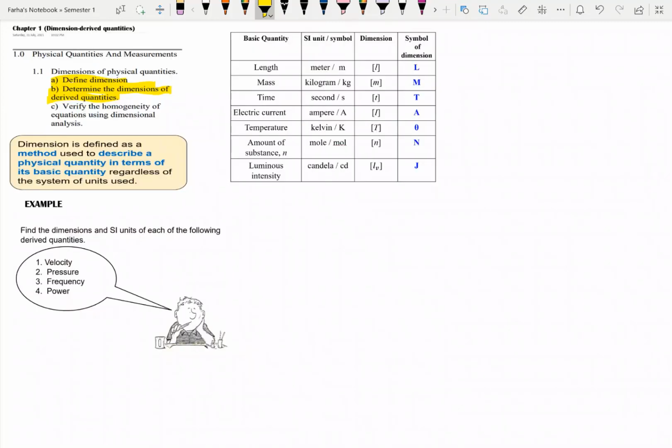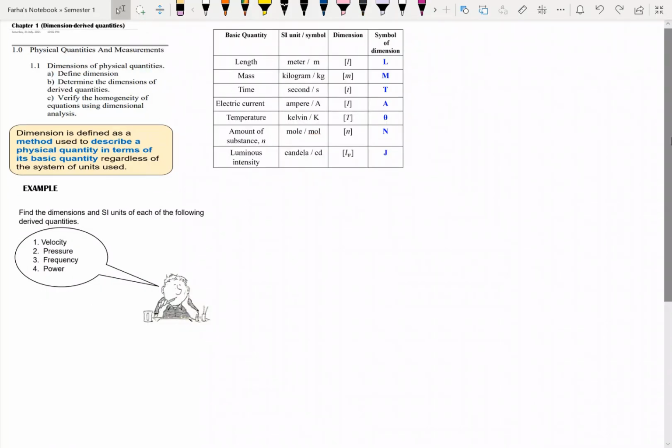Okay, di sini kita ada beberapa contoh untuk basic quantity dan juga SI unit serta dimension dan juga symbol of dimension. Okay, yang pertama sekali kita ada length, mass, time, electric current, temperature, amount of substance, luminous intensity. So yang biru ni semua adalah the symbol of dimension. Bagi setiap basic quantity, dia akan mempunyai symbol of dimension yang tersendiri. For example, length, SI unit is meter, but symbol of dimension we put as L. Okay, capital L. Then for mass is capital M, time capital T, and so on. Okay, awak boleh lihat di sini.